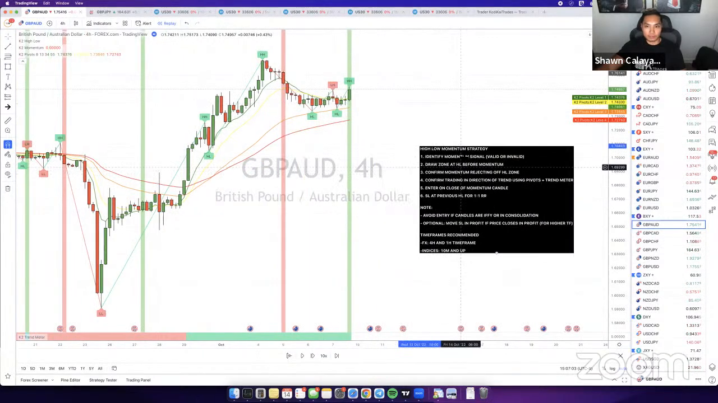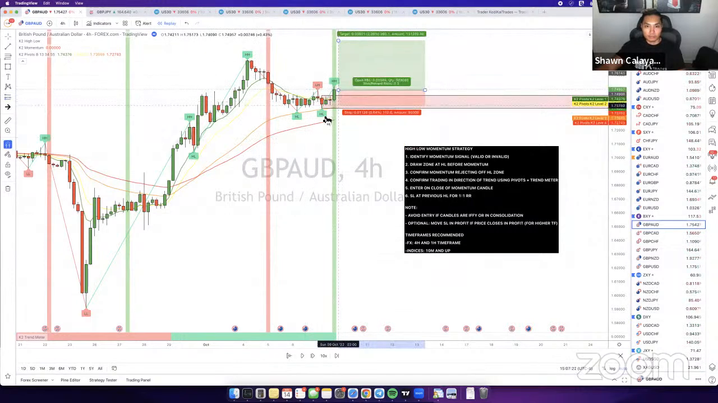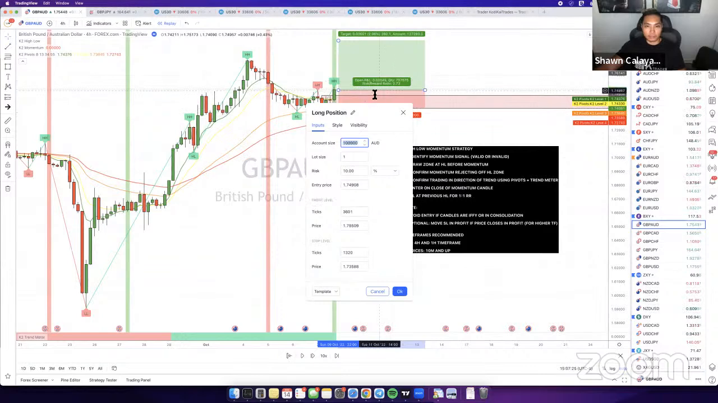So first, identify the momentum signal. We have a buy signal right here. It doesn't matter if it's valid or invalid. You just need a buy signal. You draw a zone at the previous high low zone right there. Confirm that the momentum is rejecting off the zone. It's rejecting off it right here. Take this for a long position right there. Stop loss is set right there at 132 pips.